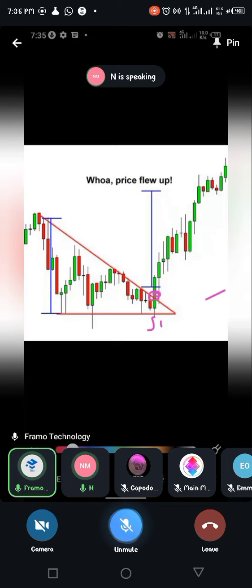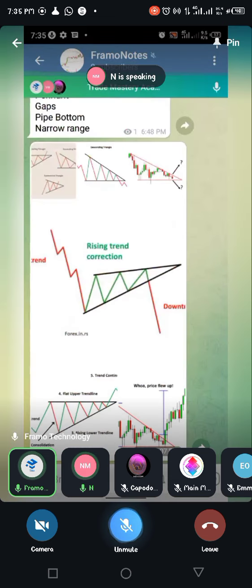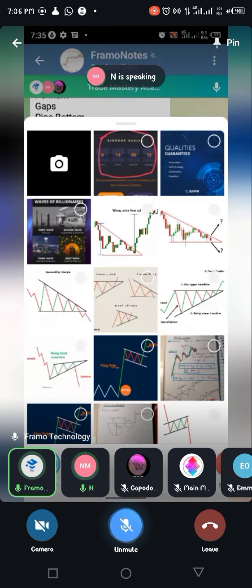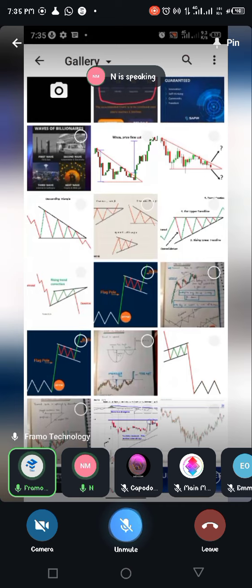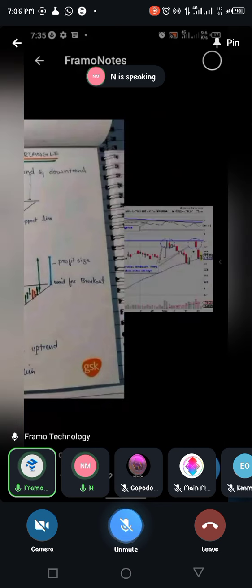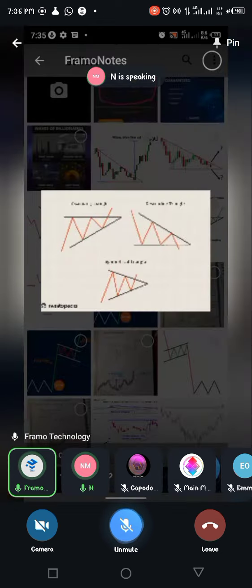Then let's go to the symmetrical triangles. Do I have an example here? I think you don't have. I have. So with the symmetrical triangle, let's use this image.